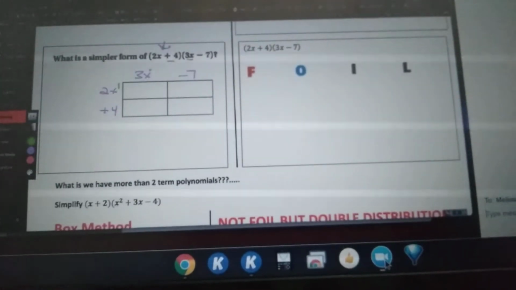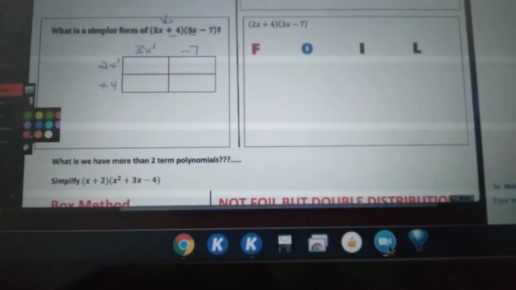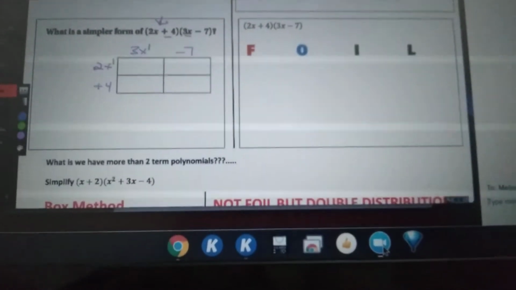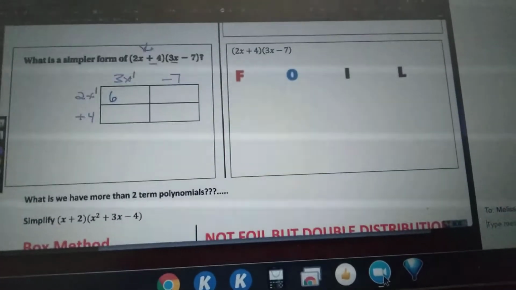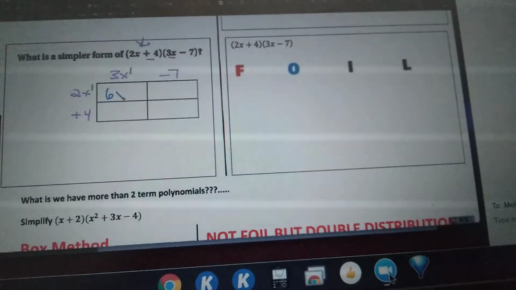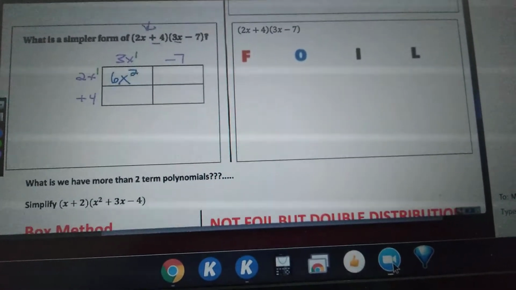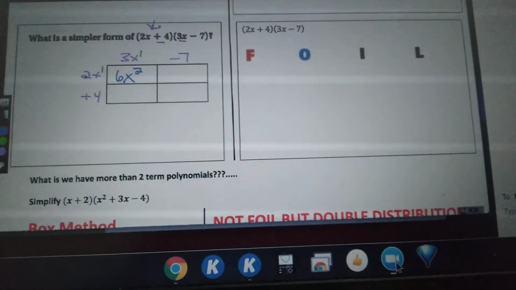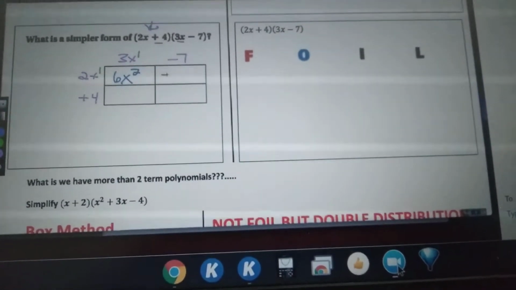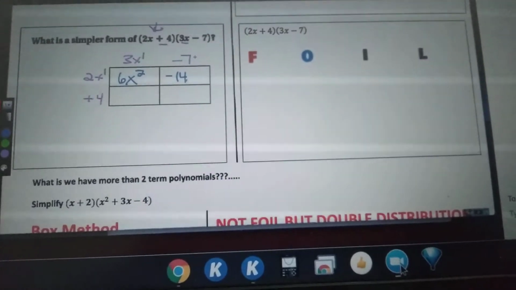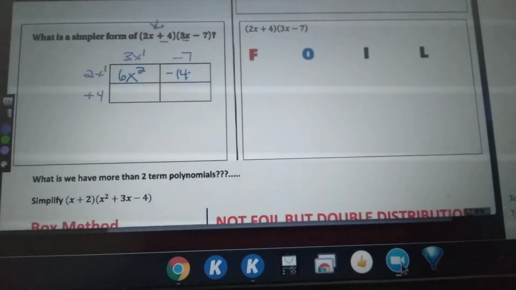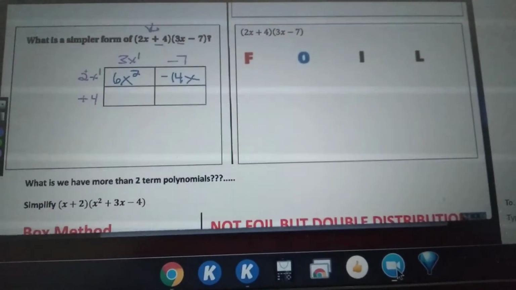This is x to the first. This is x to the first. Now I'm ready to multiply. 2 times 3 is 6. X to the first times x to the first. Add your exponents. X squared. Repeat the process. 2 times negative 7 is negative 14. This has no x, so this x to the first comes along for the ride.